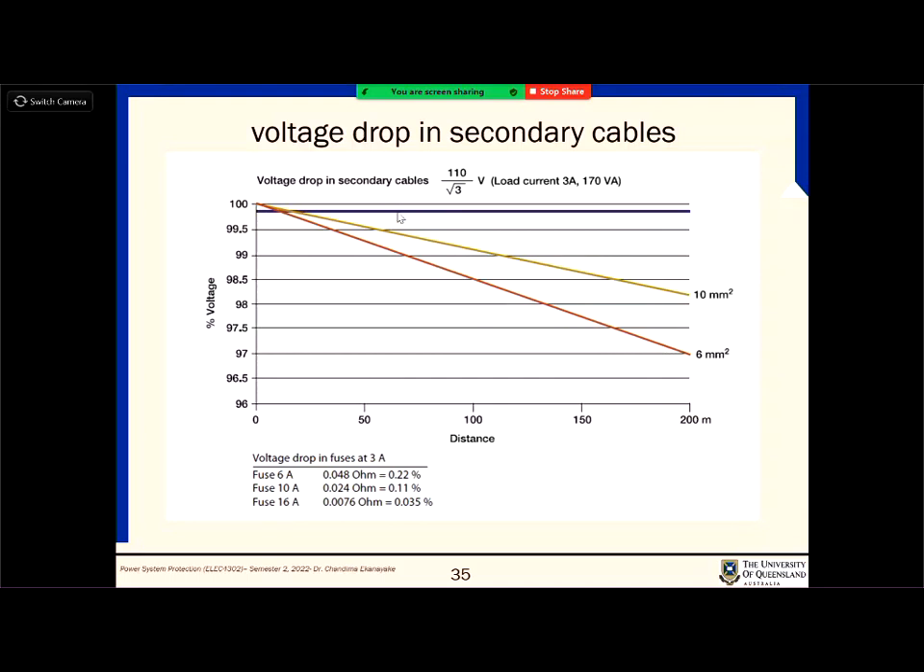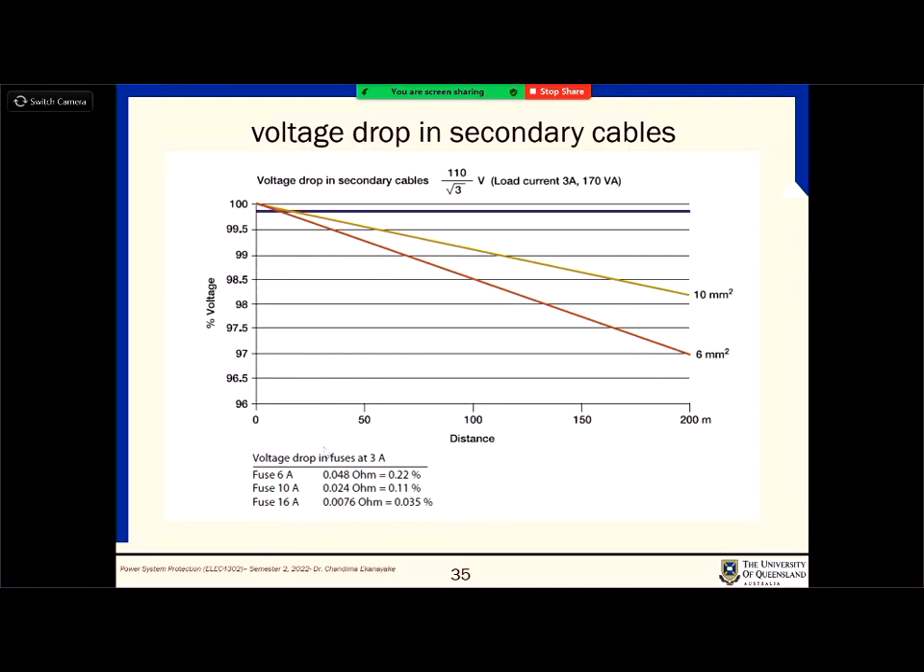But once you put the fuse, that introduces a burden as well, because the fuse has its own resistance. If you look here, you see different types of fuses. They have different resistances, and that gives you a certain voltage drop as well. 16 ampere, 10 amp, 6 amp. When the amperage is higher, the resistance value is lower, and therefore the voltage drop is lower.